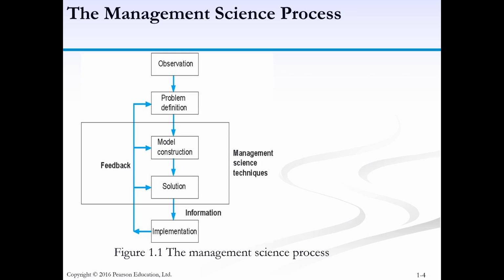Here we have the management science process. We observe that there may be a problem. We gather the data related to that and we define the problem properly, its boundaries, its interaction with other departments, the effects, etc. Once the problem is properly defined, a model is constructed. After constructing the model, the solution is found, and then it is implemented.